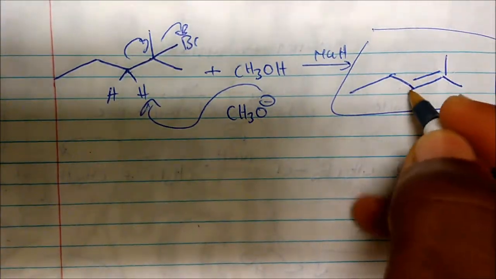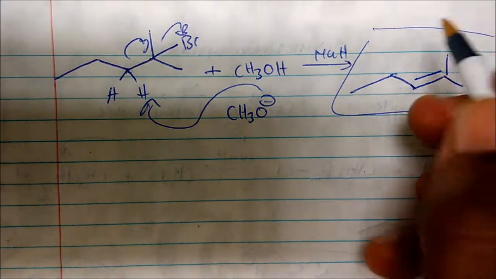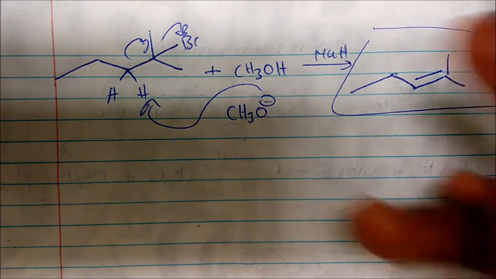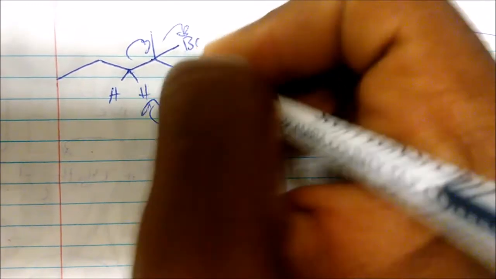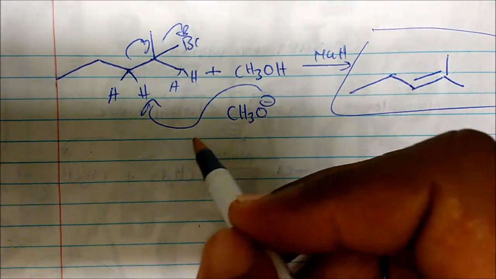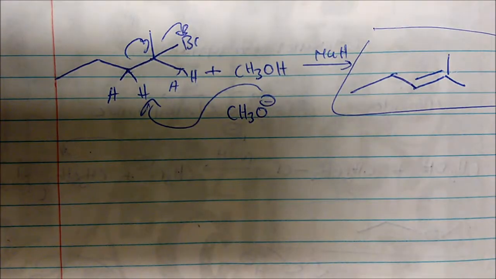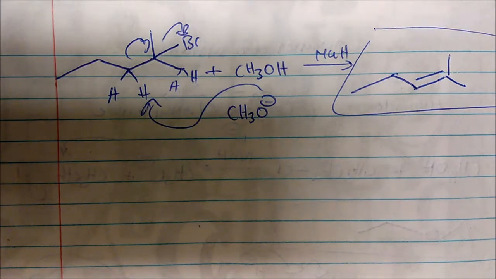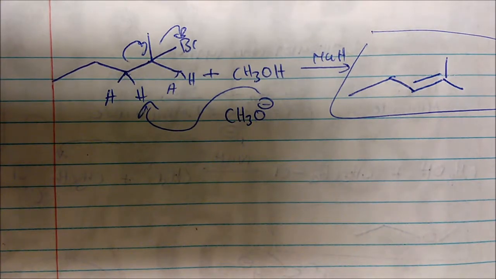Now this is my more substituted product, so this is my Zaitsev product. But again, hopefully you could see that these hydrogens here could also be displaced, and that will give me my Hofmann product. All right, so be very careful. So that's why when we talk about Williamson ether synthesis, we look at SN2-like chemistry.